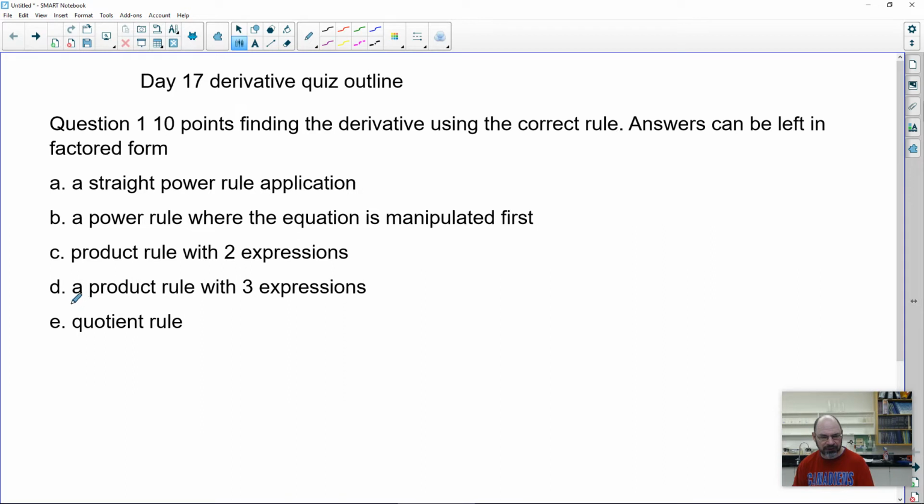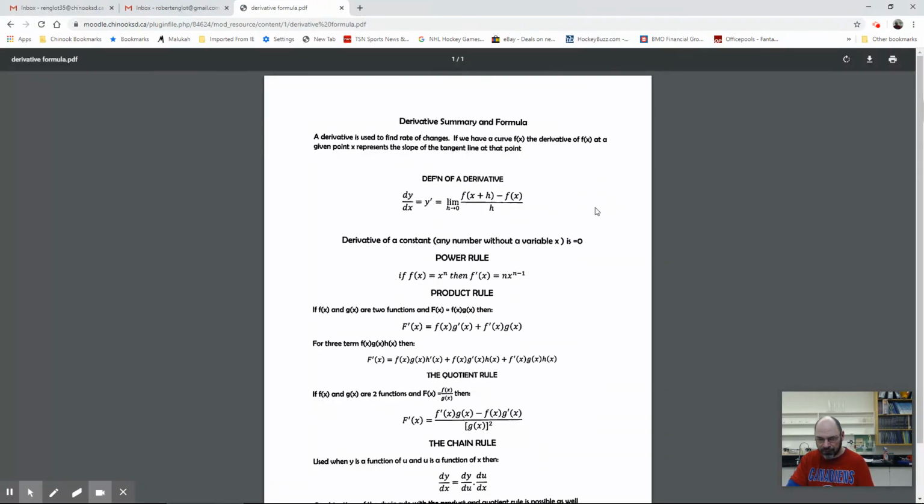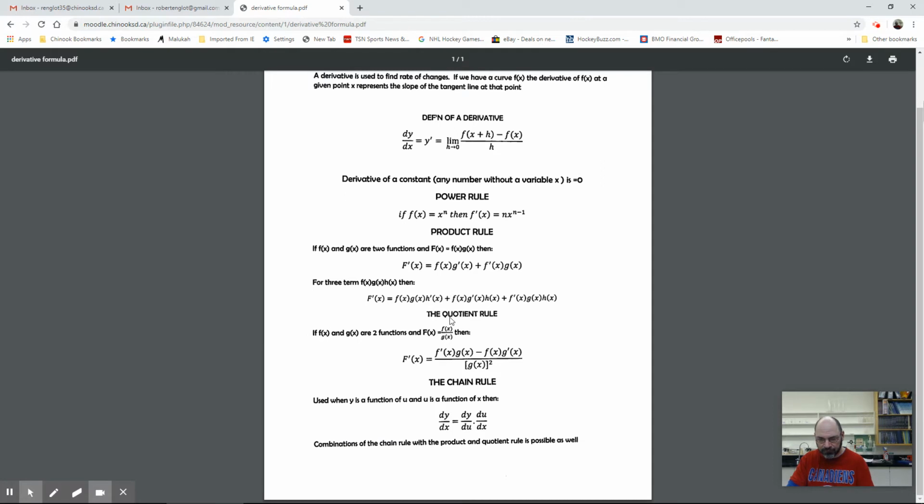Probably the hardest type in here would be maybe a quotient rule or a 3 stage power rule. Okay. Again, if I look back here, you may bring in your formula sheet, which looks like this. Okay, keeping in mind that I forgot to put the line equation, so you might want to write it on the bottom here. Y minus y1 equals m times x minus x1.